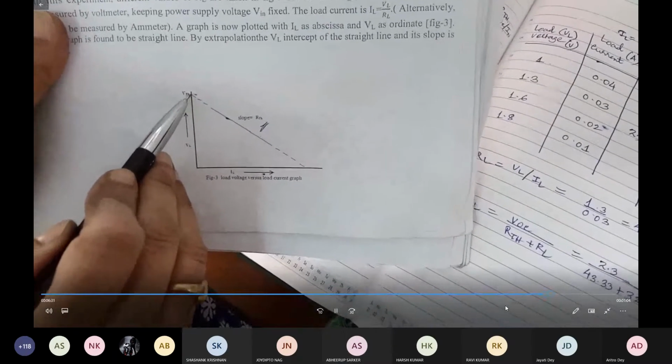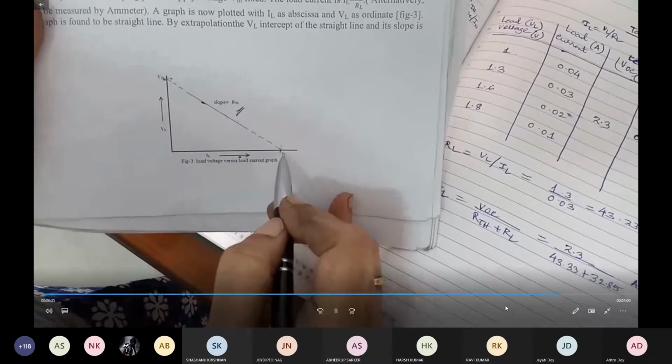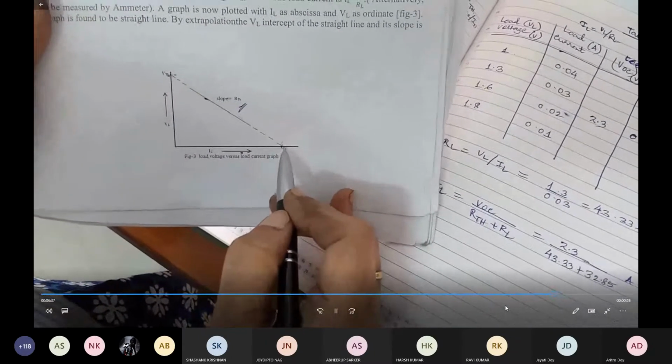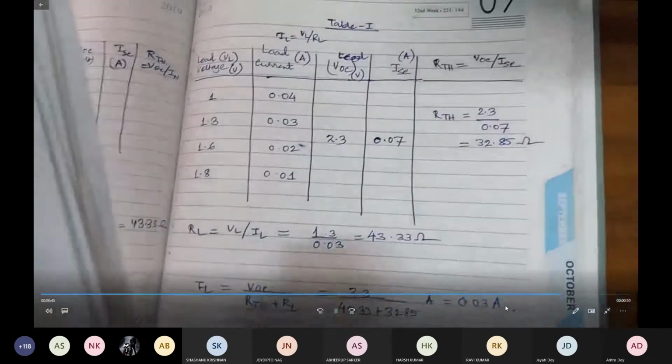If we extrapolate this side, this corresponds to IL equal to 0, and this obviously will be VOC. And at this point, if we extrapolate, this is VL equal to 0, so this is nothing but your ISC. So these 2 points you will get graphically. Now let me explain it. How do you verify this?